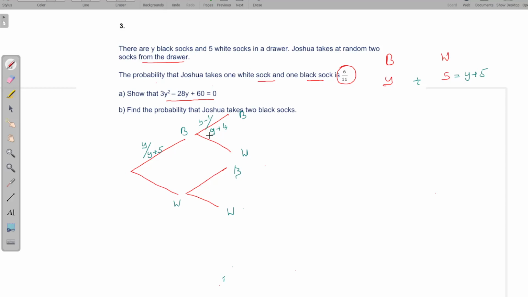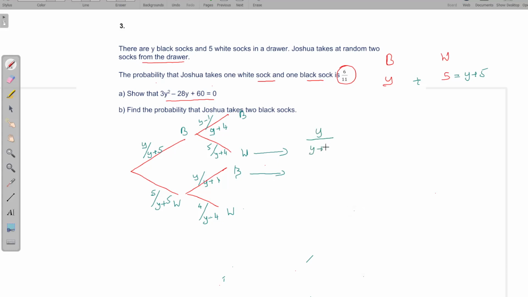The total will go down. This one, you've got 5 here. We'll just write this first. And that will be 5 over y plus 4. This one will be y over y plus 4. This one will be 4 over y plus 4. Those are the probabilities. The question is asking to show this. So let's write 1 white sock and 1 black sock. That is 1 white sock and 1 black sock. That is 1 white sock and 1 black sock.